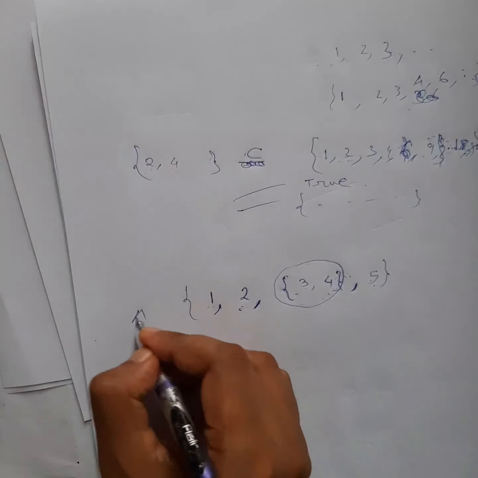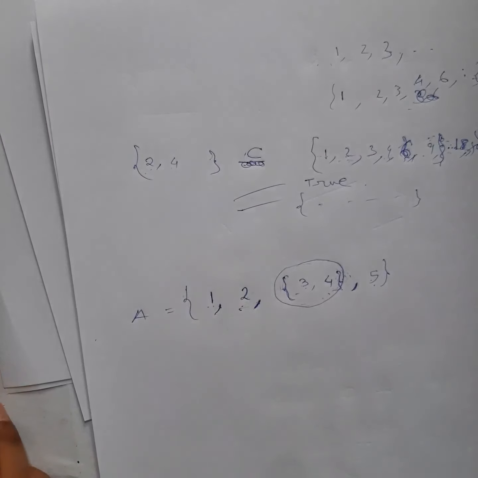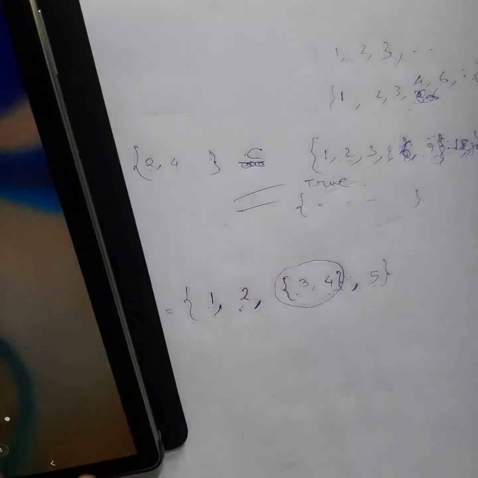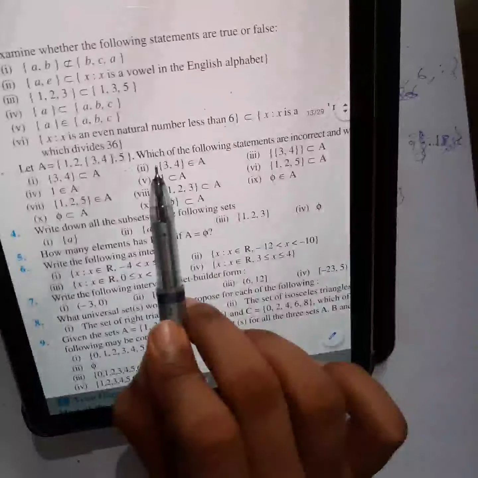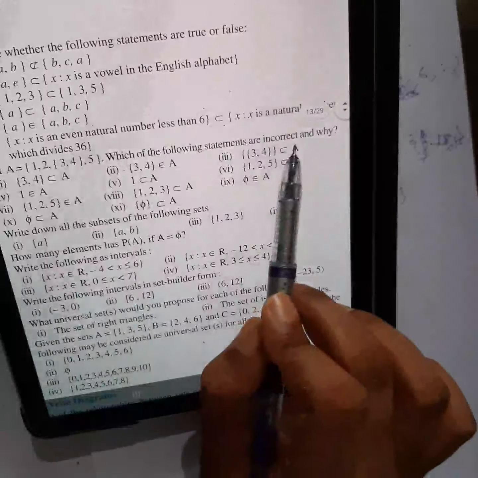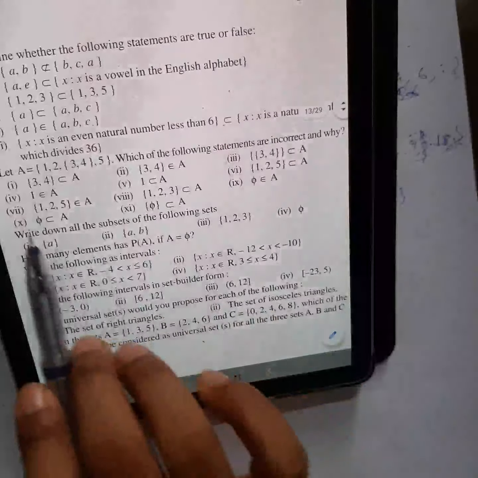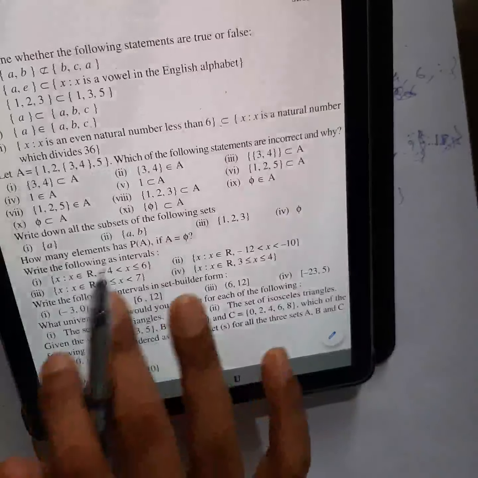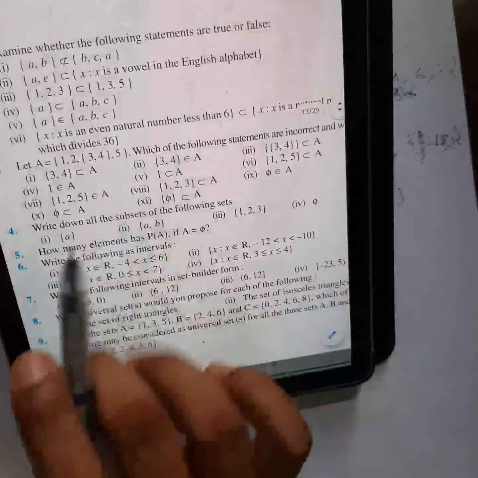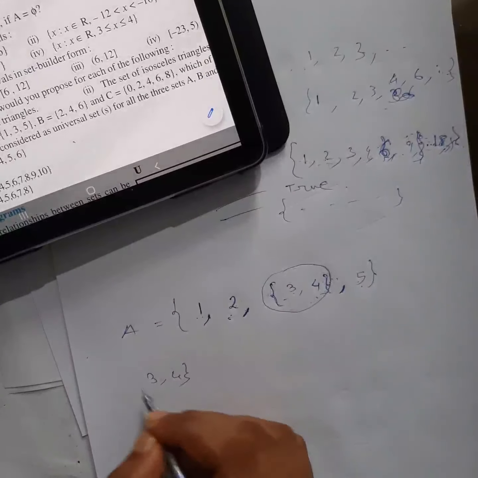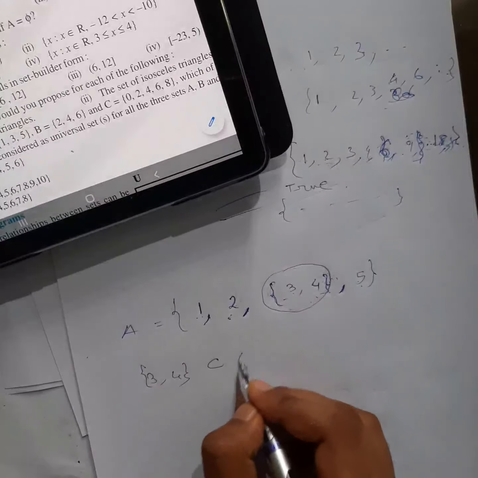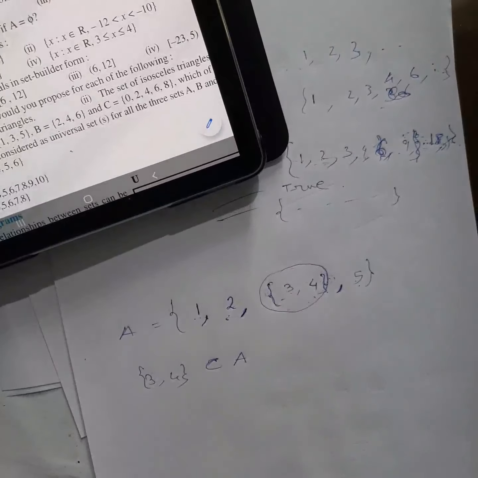Okay, suppose you have a set like this, then based on this they have asked a question. So see here, actually this is not the correct way to write it, right? Anyway, which of the following statements are incorrect and why? The video length is also very lengthy, right? First one, they have given {3, 4}. It is a subset of A.